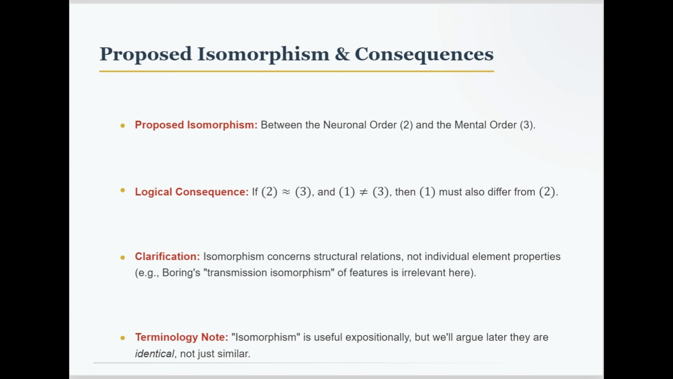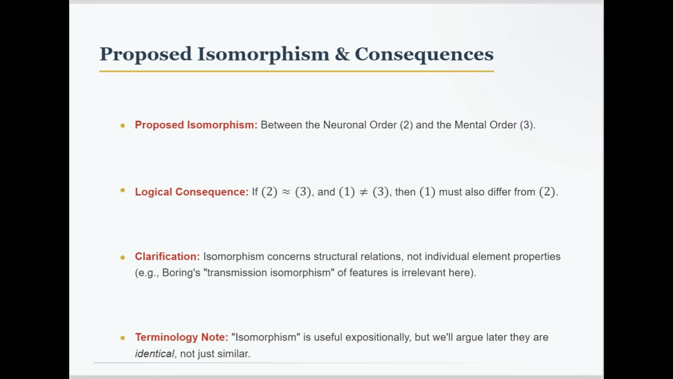We propose that the structure of neural activity somehow mirrors the structure of our sensory experiences. Now, if the neuronal structure mirrors the mental structure and the physical structure doesn't mirror the mental structure, what does that tell us? It implies that the physical structure also cannot be strictly isomorphic to the neuronal structure. Makes sense, right? The neuron is part of the physical system.